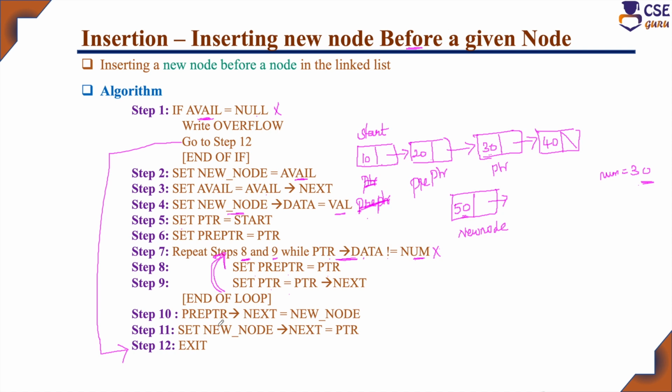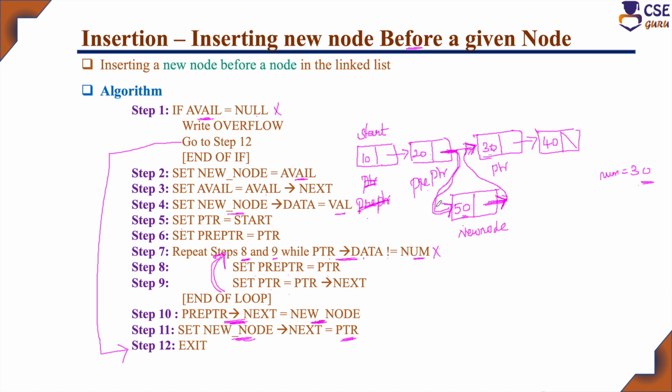Go to step 10. Pre-PTR of next is equal to new node. Pre-PTR is this one, 20. Pre-PTR of next is this one, is pointing to new node. Okay, this connection you change it. Pre-PTR of next, mark it as new node. And new node of next, mark it as PTR. This is PTR now. This is new node of next, mark it as PTR now. Now, in between 20 and 30, 50 is inserted.